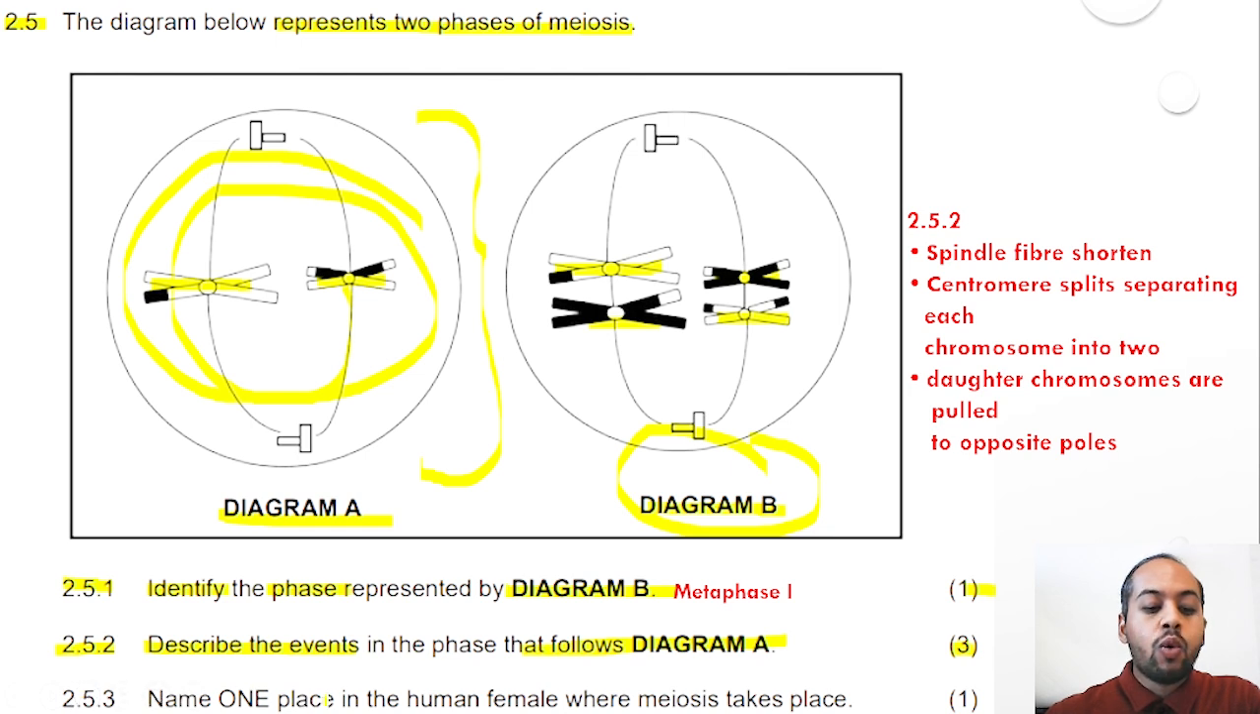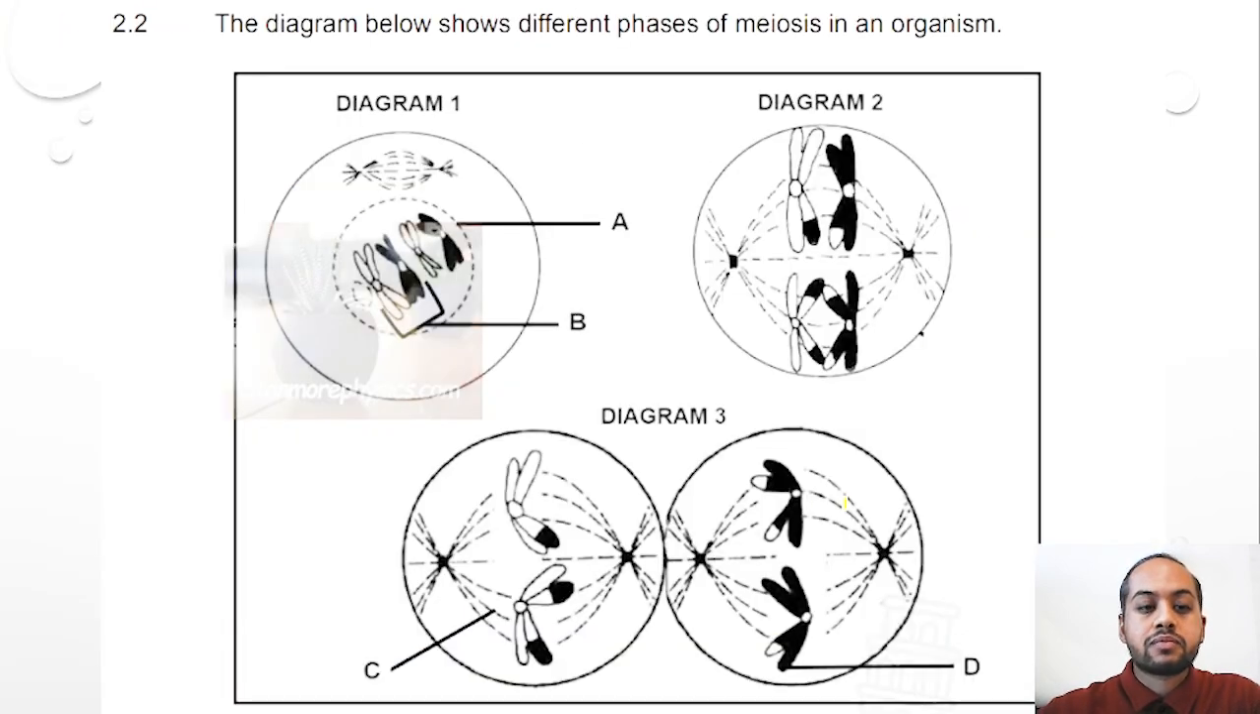2.5.3 says name one place in the human female where meiosis takes place for 1 mark. One place in the human female. In females, meiosis is the process of gamete formation. And gamete formation, gametogenesis in females generally takes place inside the ovaries. Therefore, the answer is the ovaries.